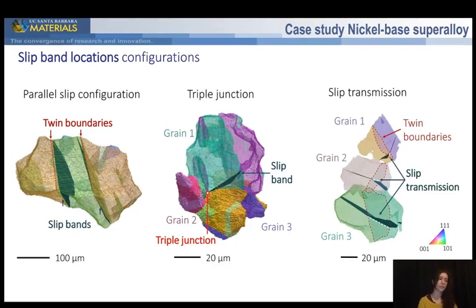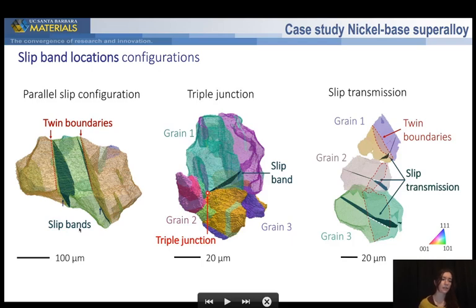When looking at individual slip bands in relation to the 3D microstructure, several particular locations are frequently observed. The first one is when you have a slip band that develops parallel and close to an annealing twin boundary. We call this a parallel slip configuration.